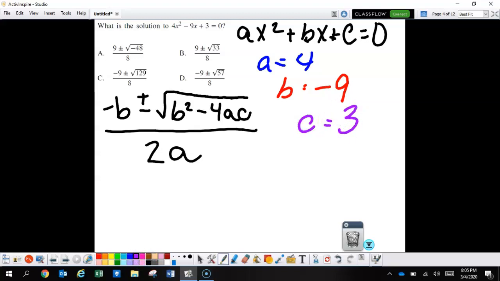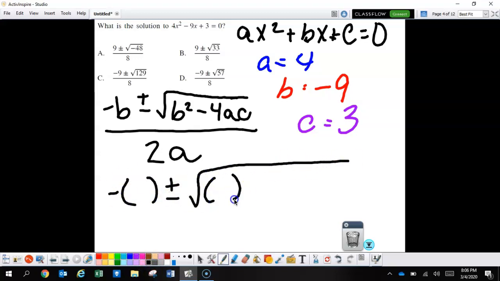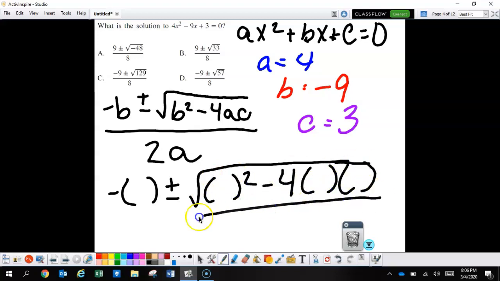That's your a, b, and c. So it's negative b plus or minus the square root of b squared minus 4ac all over 2a. Okay, and so we just start plugging in our values.